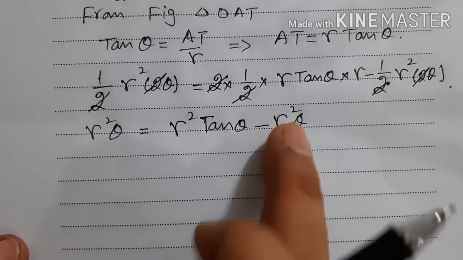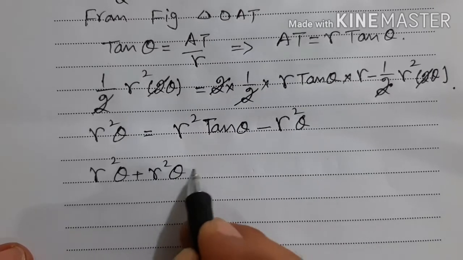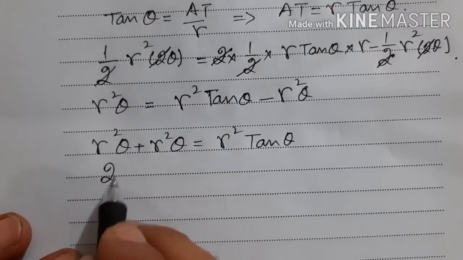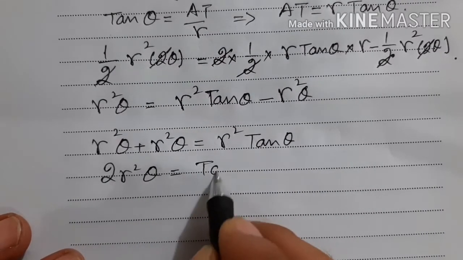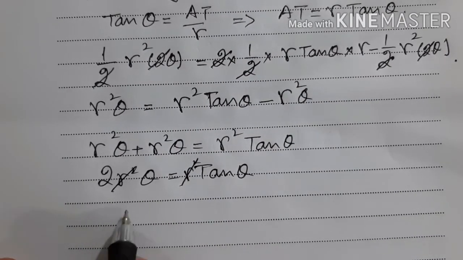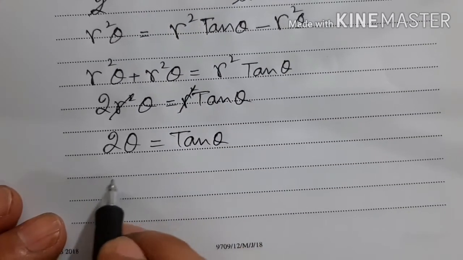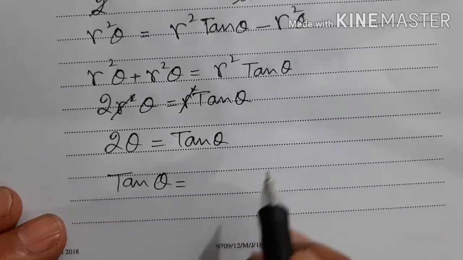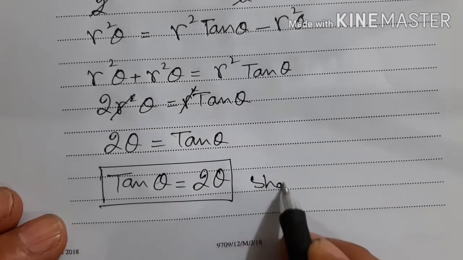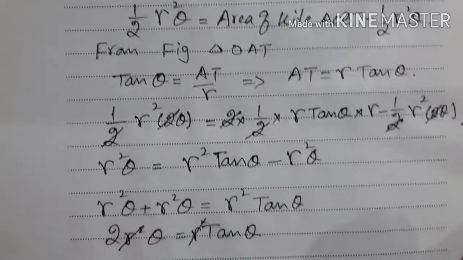So take this r square on the left. This will be r square theta plus r square theta is equal to r square tan theta. So this will become 2r square theta is equal to r square tan theta. So r square is cancelled with r square. So we got 2 theta is equal to tan theta, or tan theta is equal to 2 theta. So this is shown. We have to actually show that tan theta is 2 theta. So this is the answer of part 1.